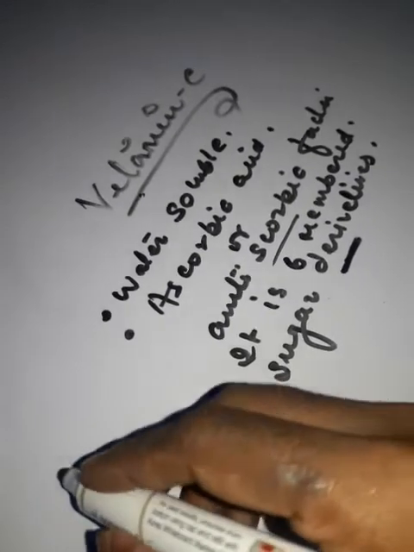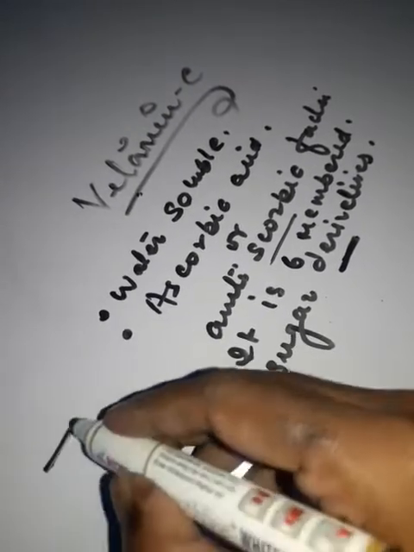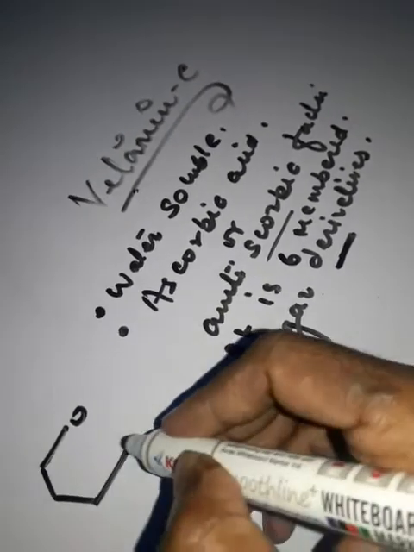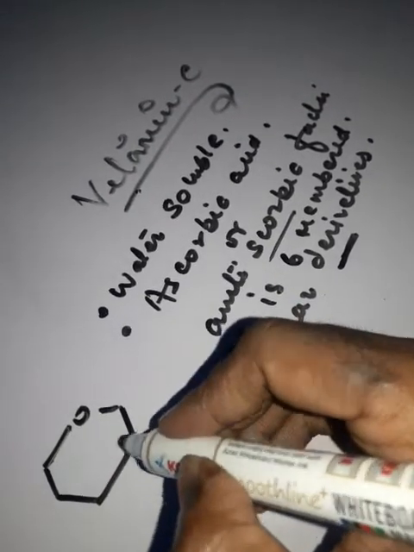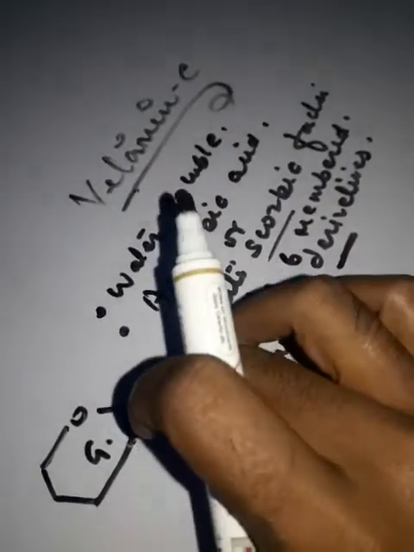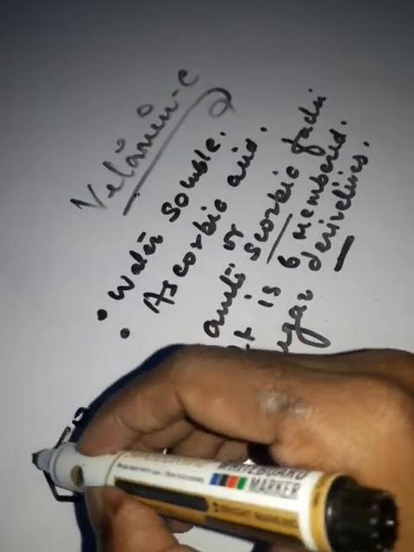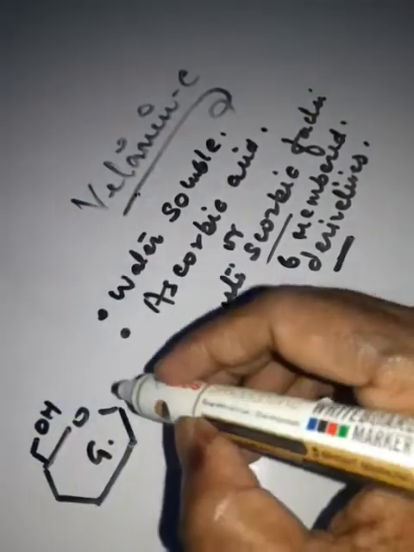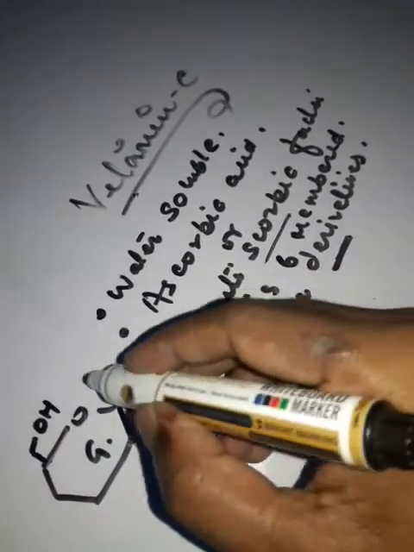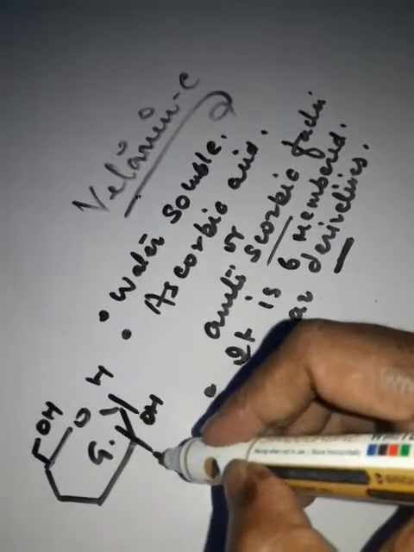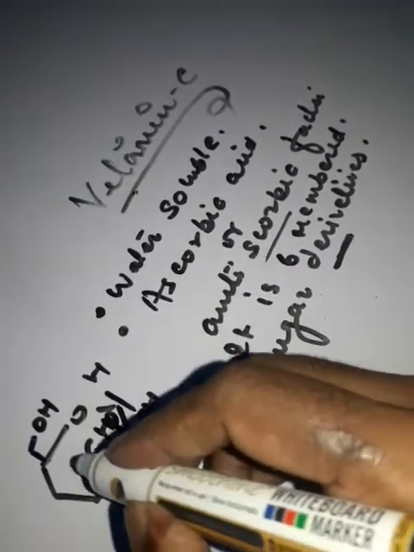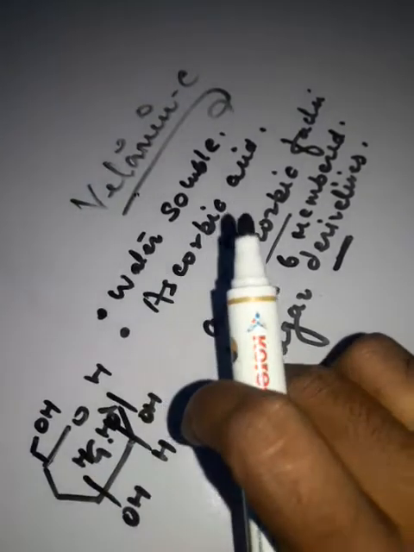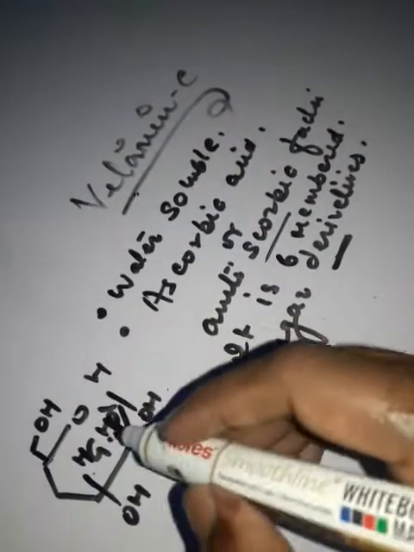So what is a derivative? Suppose that this is the framework of the vitamin. It is the framework of glucose. In this, if you see here, this is the primary alcohol and this is the other OH, this is the H and this is OH. So you can easily draw the glucose molecule because these OH are anti to each other.